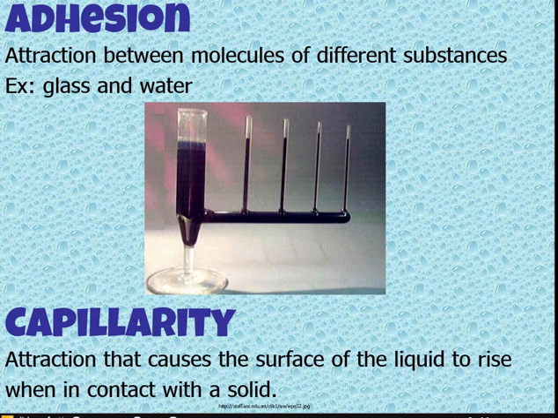Now, a similar property to cohesion is called adhesion. Cohesion was the attraction of molecules that are the same. I use the prefix co and I think of co-workers. Co-workers have the same job, so cohesion is the attraction of the same molecules to each other. Adhesion is the attraction between molecules of different substances. So for example, the attraction of glass to water.